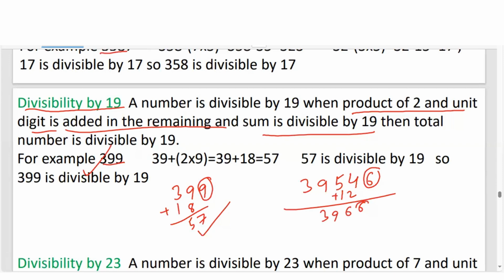Again, the unit digit is 6. So 6 into 2, 12. So just add here 12. So what are we getting? 6 2 8, 9 1 10 and 4. 4 0 8. Again, this is a 3-digit number. So again we do the same thing. 8 2 ja 16. The unit is 8, so the product is 8 2 ja 16. So just add here 16. What are you getting? 56.